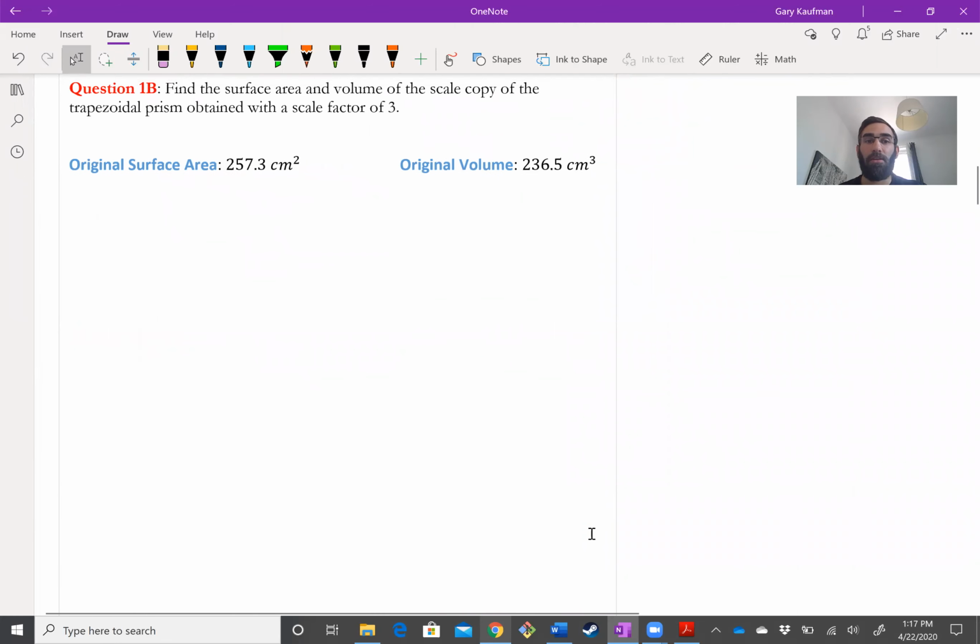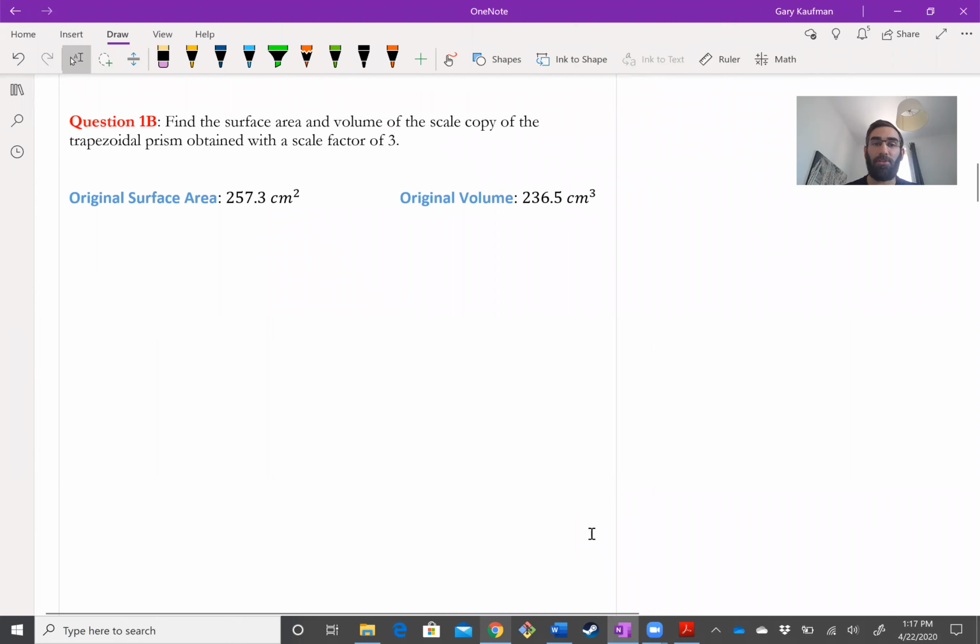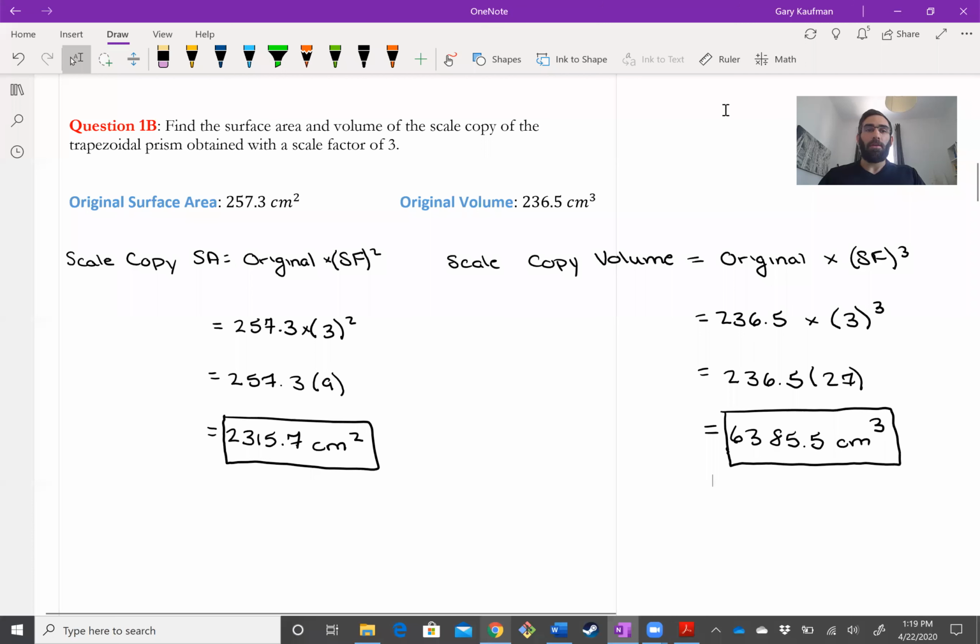Here's question 1B. We have now found the original surface area and the original volume. Find me the surface area and volume of the scale copy obtained with a scale factor of 3. Go ahead. Here's the answer to question 1B. For surface area, we're thinking units squared, so we have to multiply by the scale factor squared. I multiply by 3 squared, which is 9. That gets my scale copy surface area.